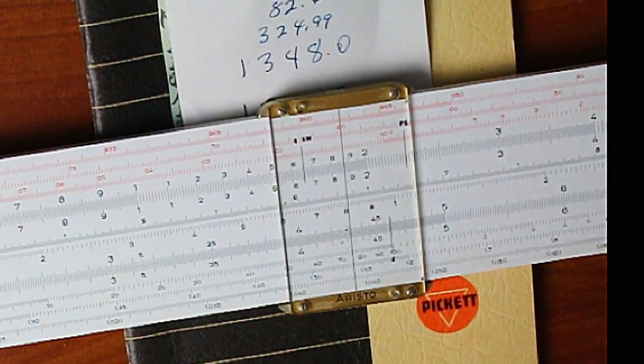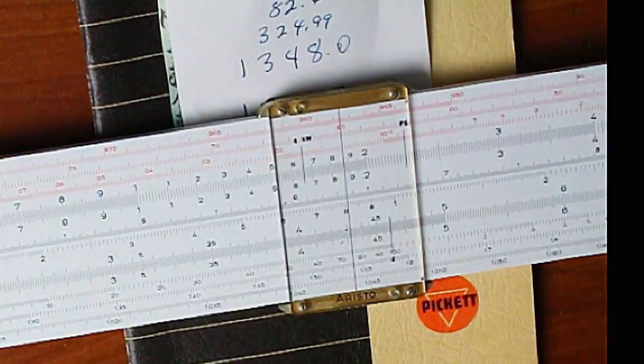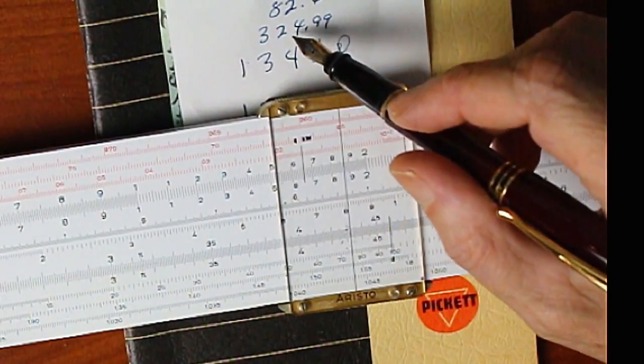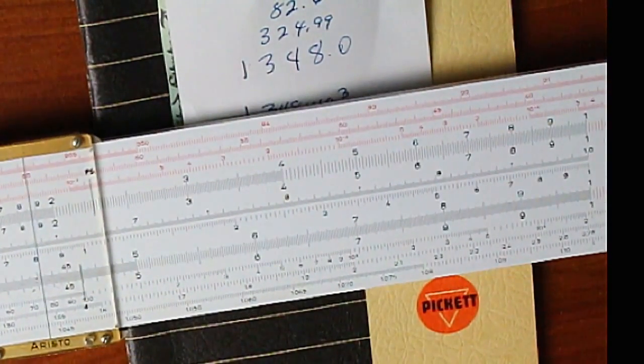So let's go see what we have there. We have 82.6, and we're going to take the cube root of that. 4.34. Now we're going to go to 324.99. That's about 325. So 3 digits. So we're going to be in the third part of the K scale.